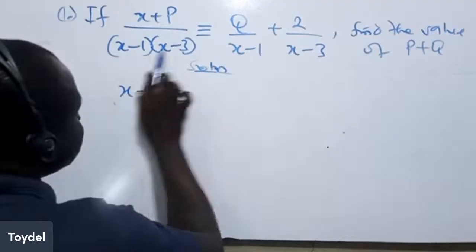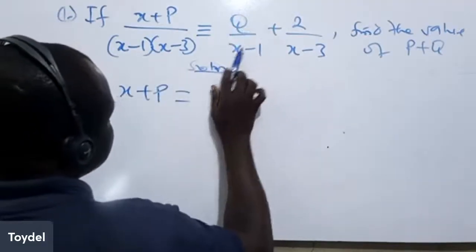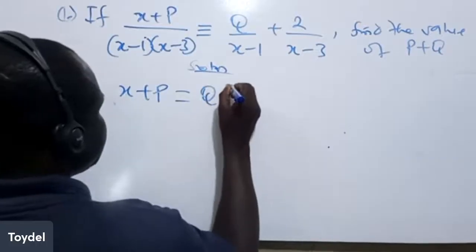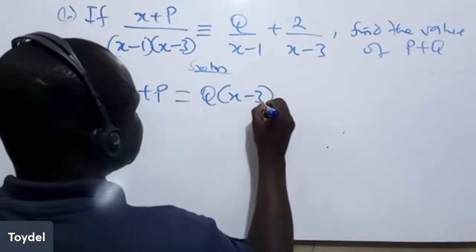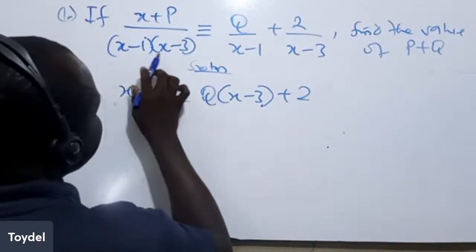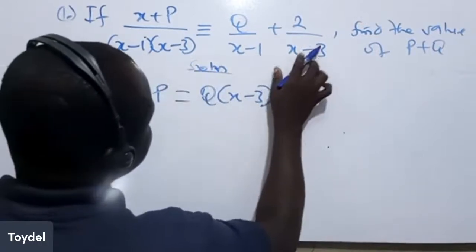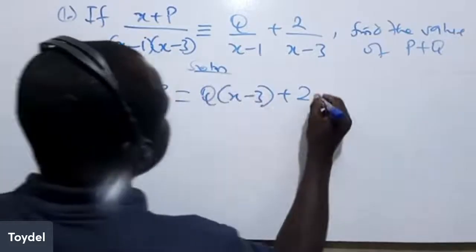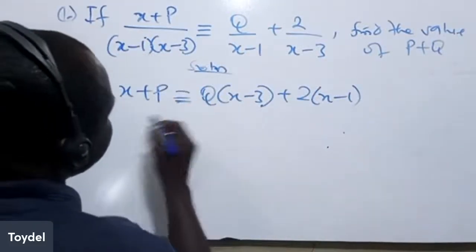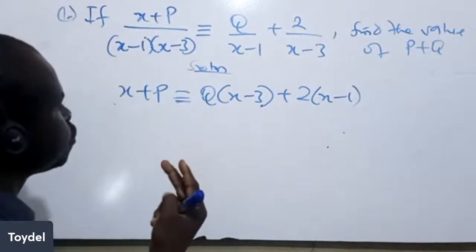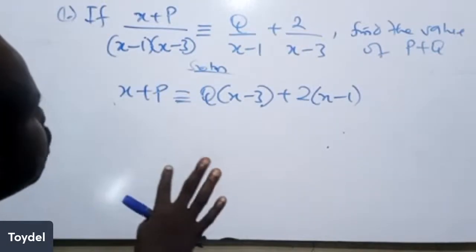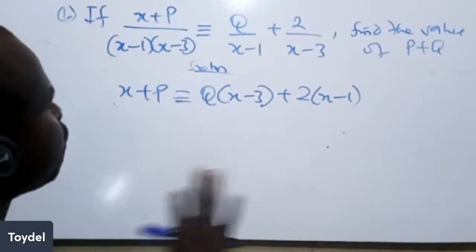If I use the denominator to multiply q over x minus 1, this will take care of this, and I'll be left with q into bracket x minus 3, then plus 2. If I use the whole of x minus 1 into bracket x minus 3 to multiply 2 over x minus 3, this will take care of this, and I'll be left with x minus 1. From this point, there are two methods of resolution: the cover-up method or the method of comparing coefficients.